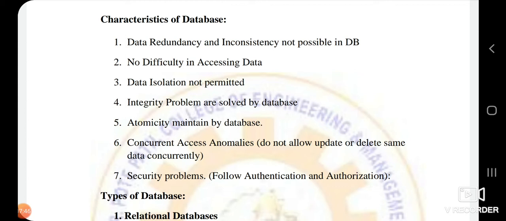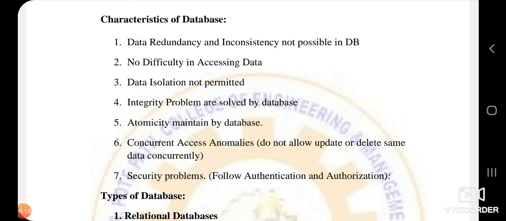Data isolation is not permitted. Data isolation means you must be available to all the things. I'll tell you one thing. When we talk about train ticket reservation, when you book one ticket, you enter into that. Till the time you complete your booking, if there is only one seat left, that seat is not given to anyone else, and only when you leave is the next person allowed to get the ticket. So that is data isolation. That is permitted in very specific applications.